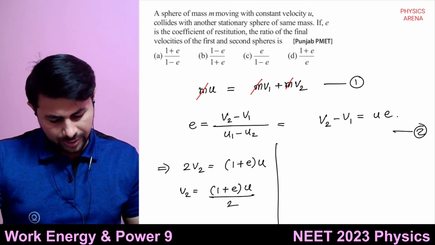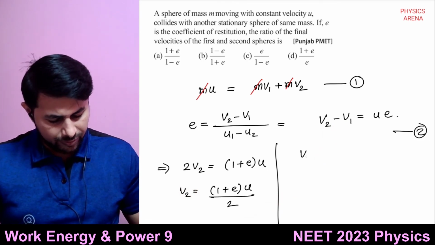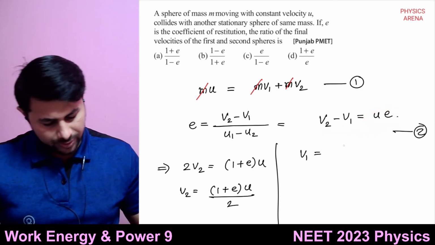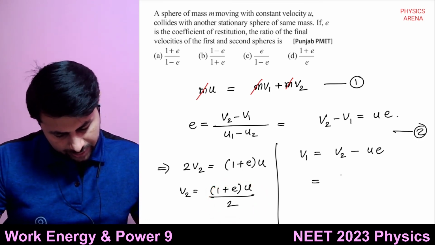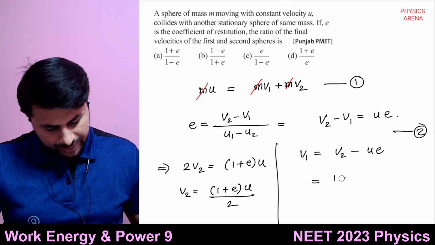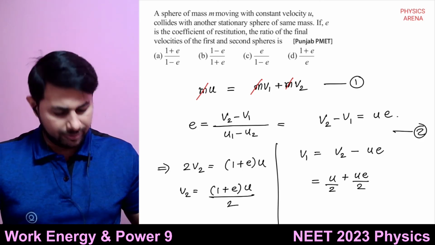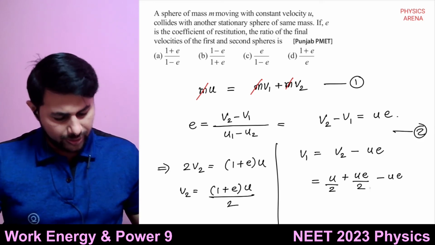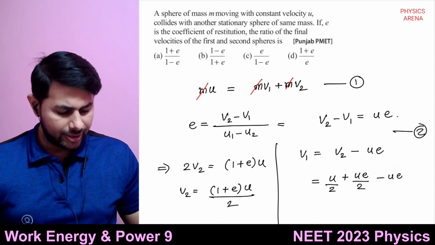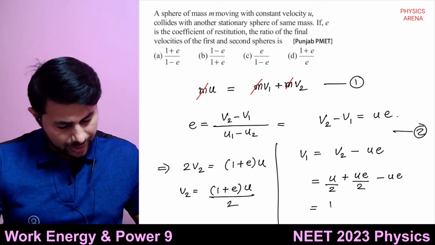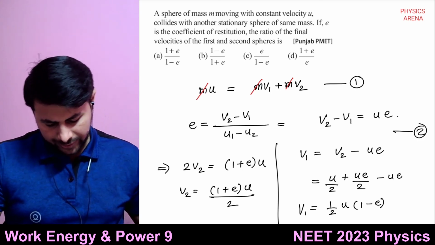This is V2. And what will be V1? So we can substitute this here. V1 is equal to, taking UE to the left-hand side, V2 minus UE. If we substitute, this is U plus UE divided by 2, that is U by 2 plus U times E upon 2 minus U times E. U times E upon 2 minus UE is minus half of U times E. Again you can take half common and also U common, so it is half of U times 1 minus E. So this is V1, and this is V2.